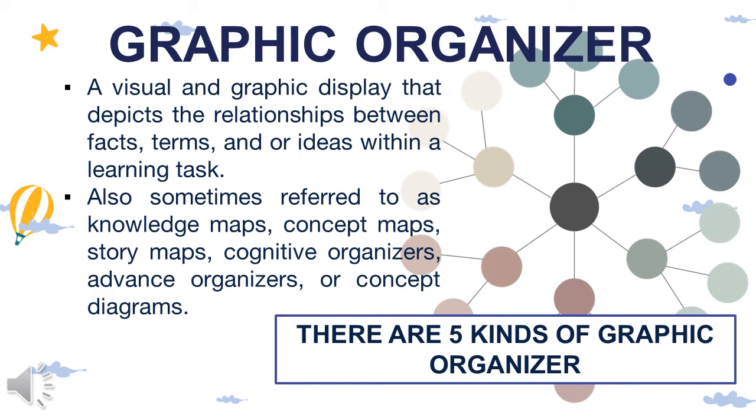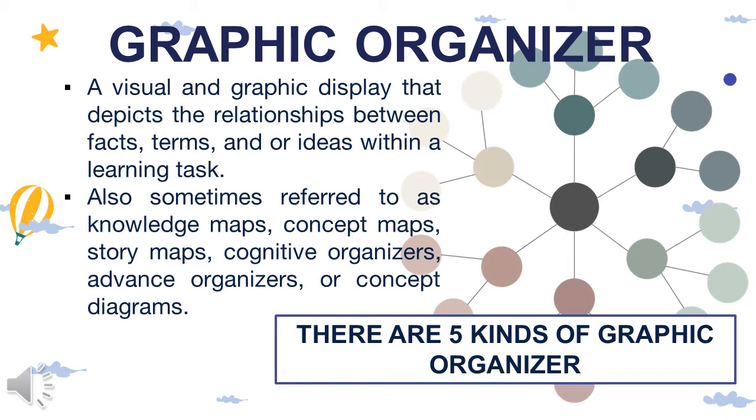Graphic organizer is a visual and graphic display that depicts the relationships between facts, terms, and or ideas within a learning task. It is also sometimes referred to as knowledge maps, concept maps, story maps, cognitive organizers, advanced organizers, or concept diagrams. And there are 5 kinds of graphic organizer, just like in brainstorming list there are 5.